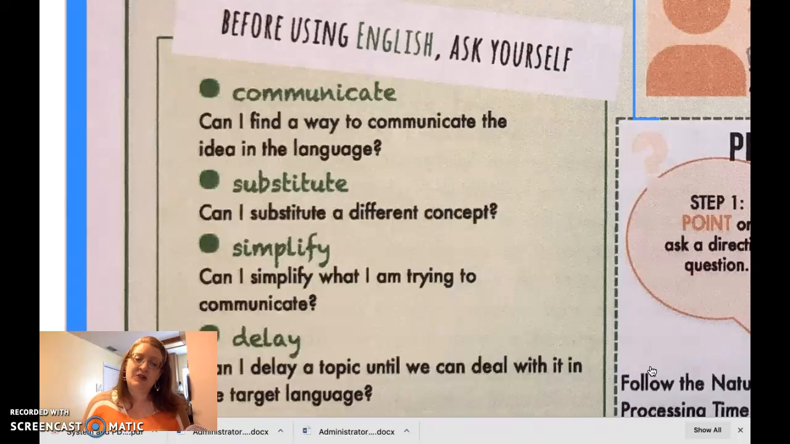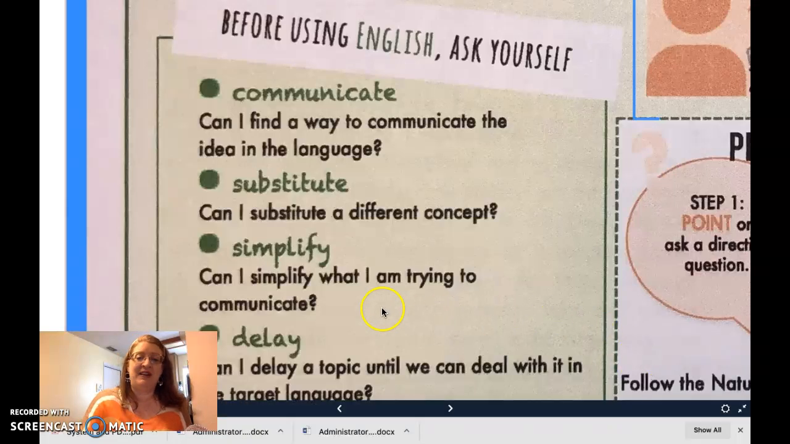But one last question to ask yourself before resorting to English is, can you simplify what it is that you are trying to communicate?